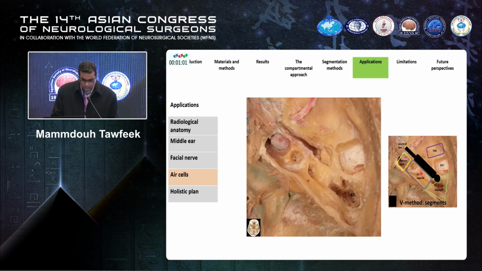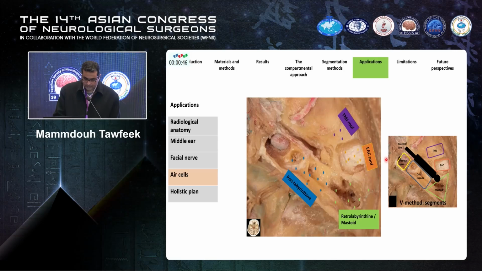We can also use it to explain the position of air cells. So we have 5 groups, just like the V method: TMJ roof cells, external auditory canal roof cells, mastoid air cells that can be subdivided into 7 groups, perilabyrinthine cells that can be around and across the otic capsule, and also the prelabyrinthine or apical cells that lie anterior to the otic capsule. Another important group is the peritubal group, including lateral, medial, superior, and inferior peritubal cells. The medial peritubal cells separate the Eustachian tube from the internal carotid artery.